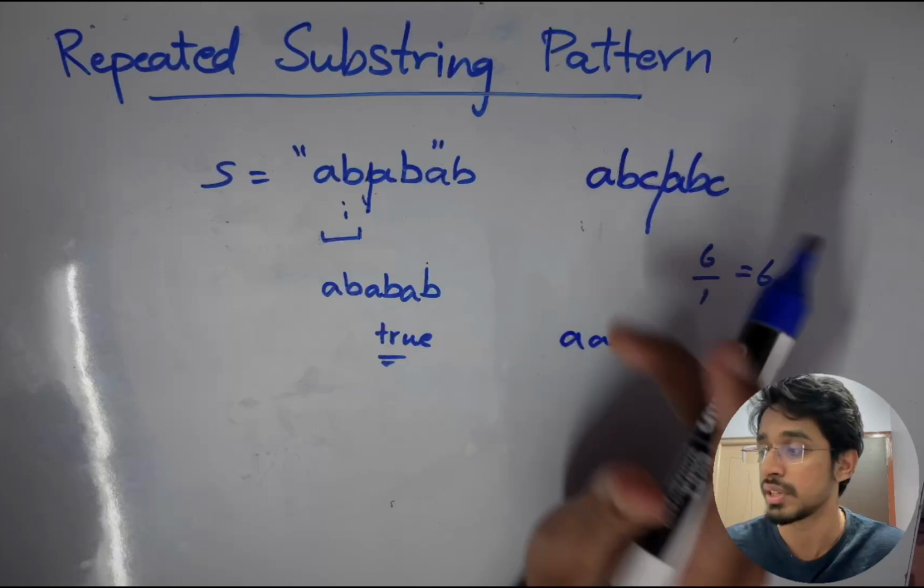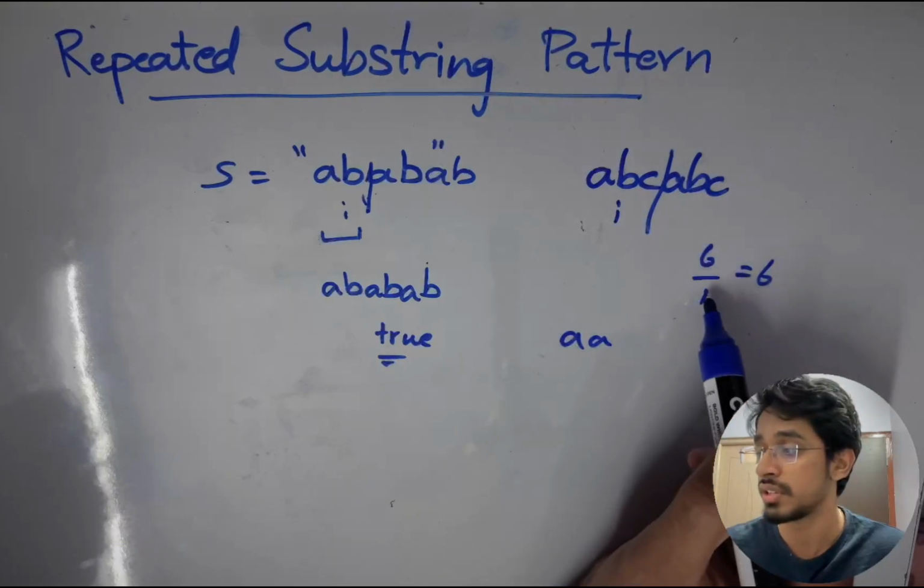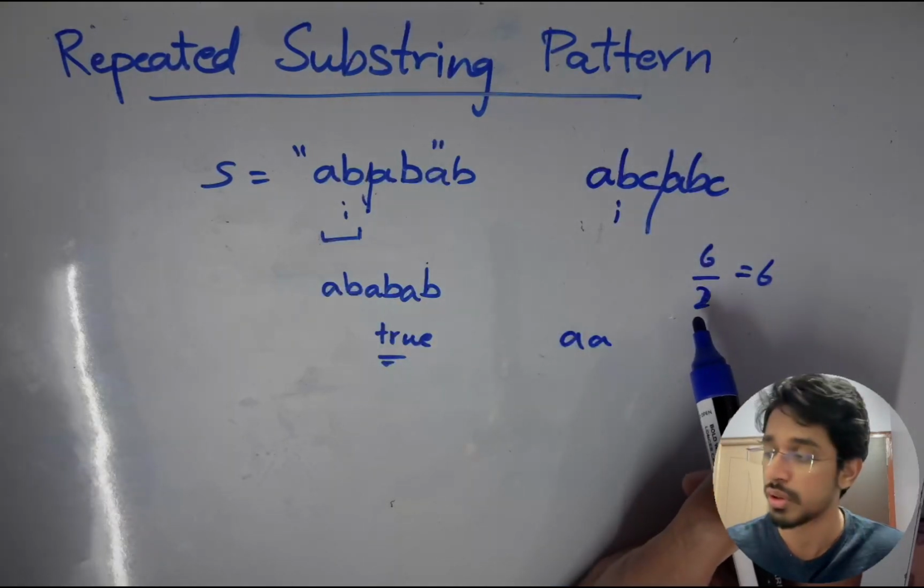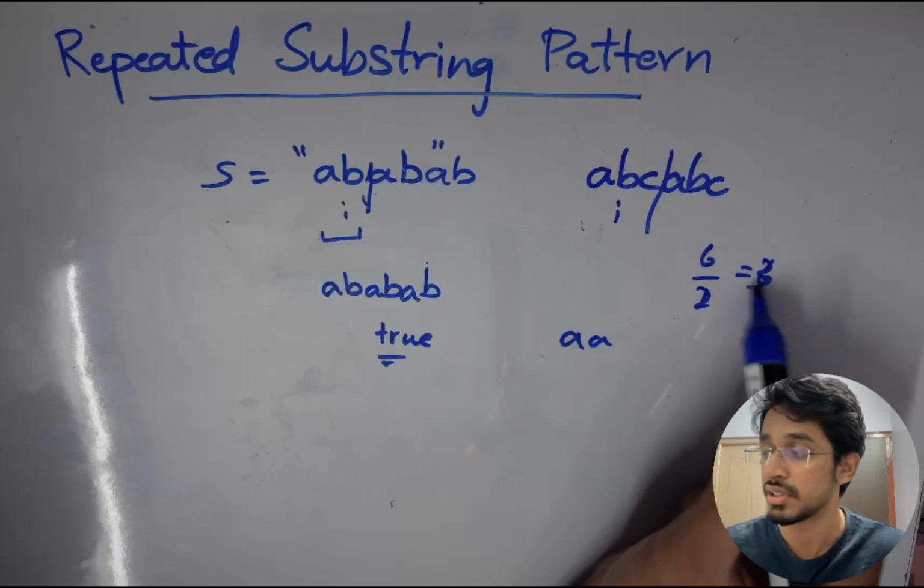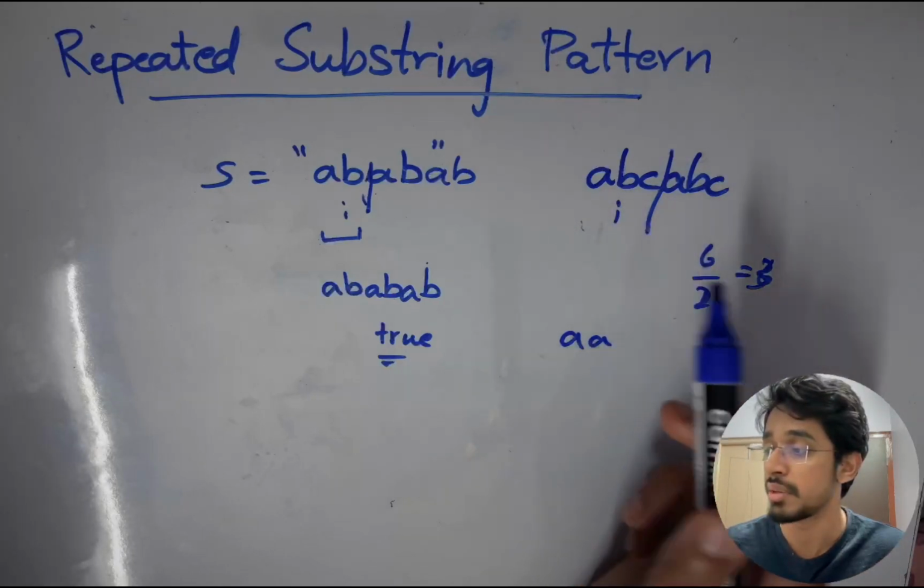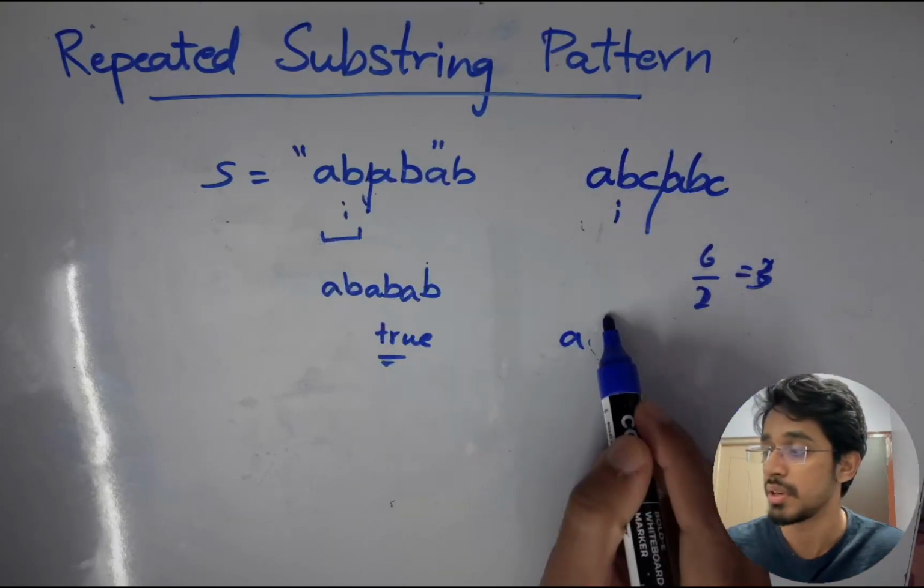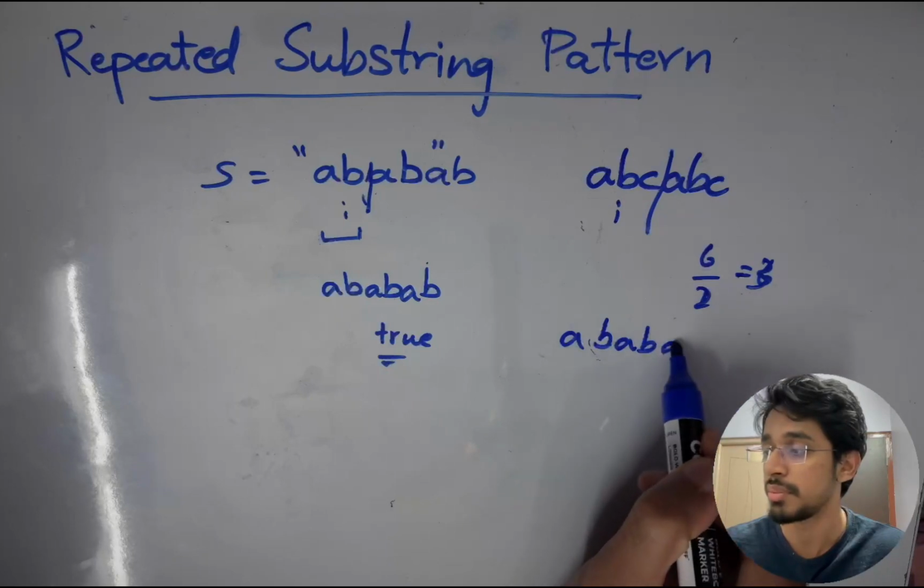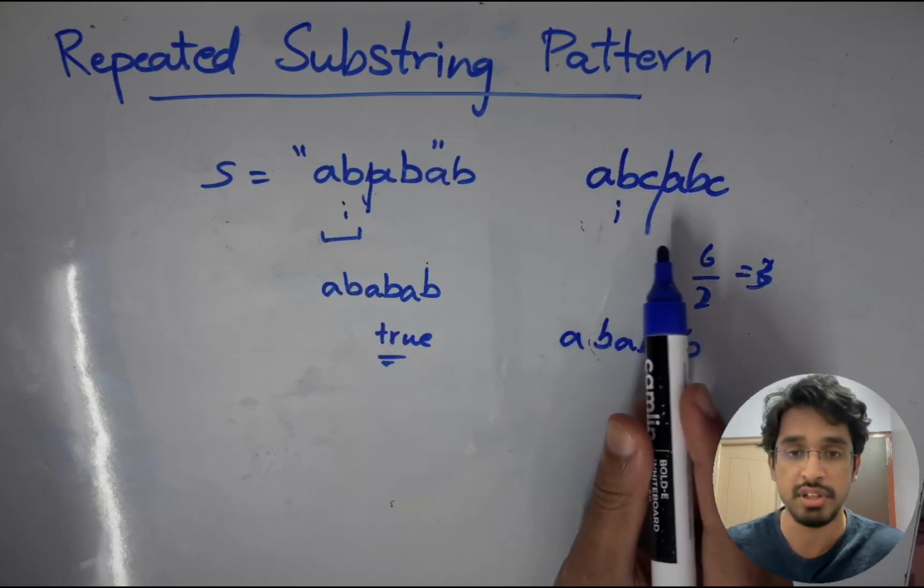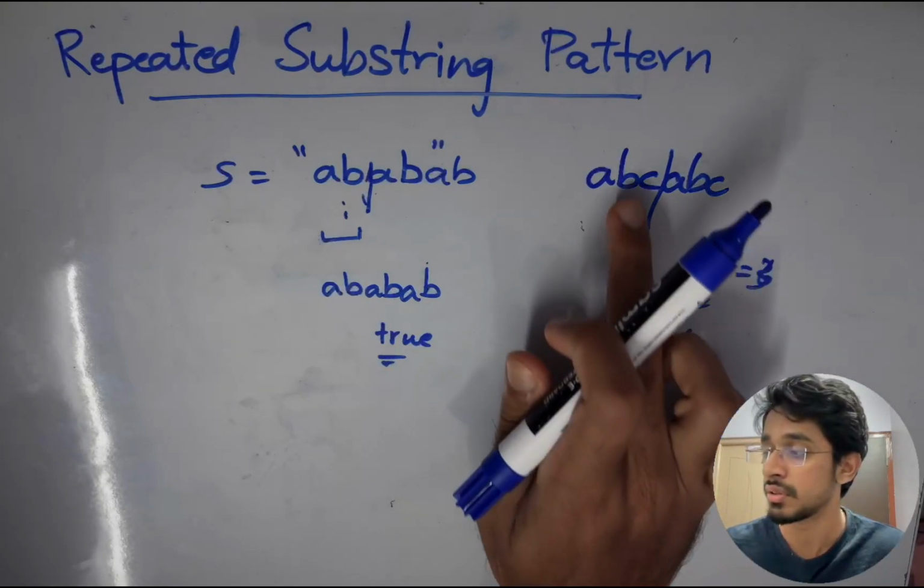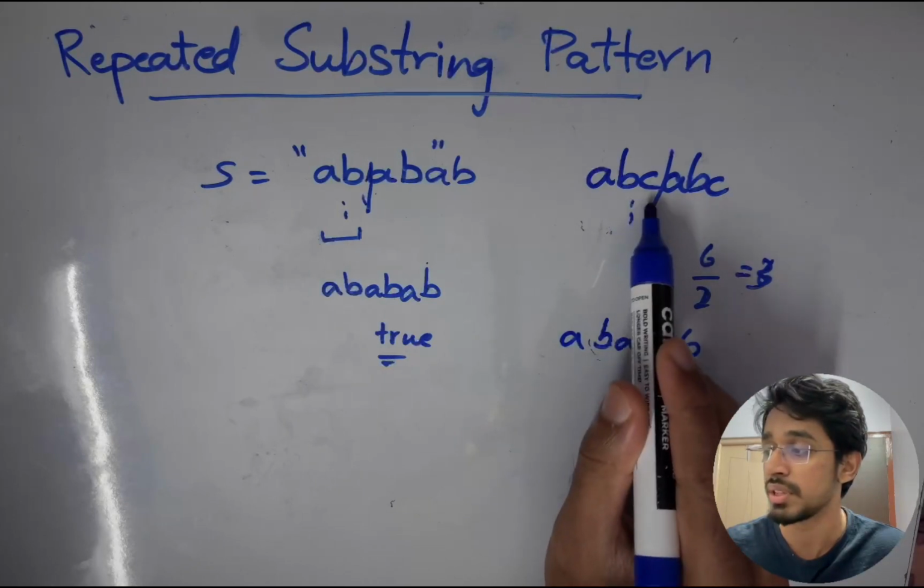Now we go to the second iteration. The value of I is 2, so we update this to 2. 6 divided by 2 is 3, it is divisible. So now we create multiple copies of this, and it becomes AB, AB and AB. Does this match the given string? No, right? So again we move I to the last one, and this will be the last iteration.